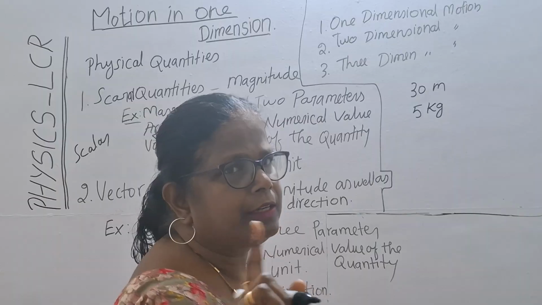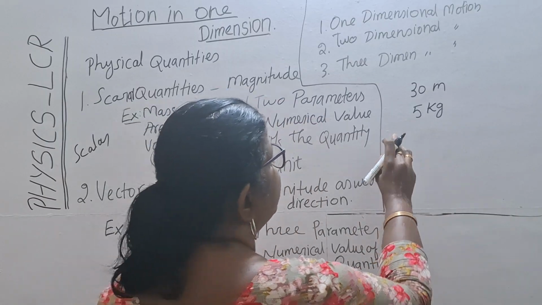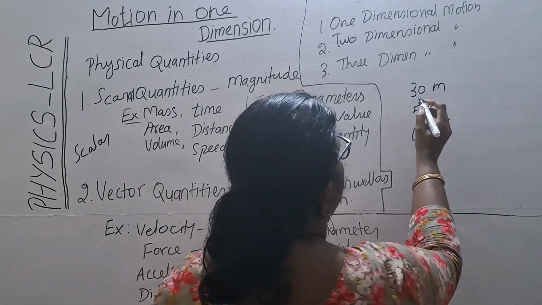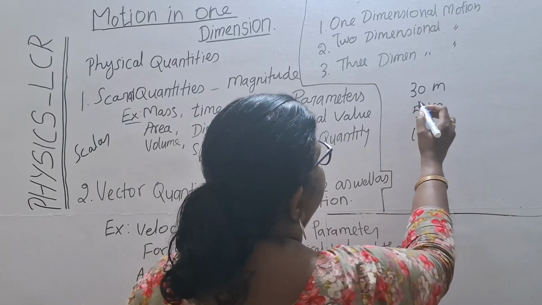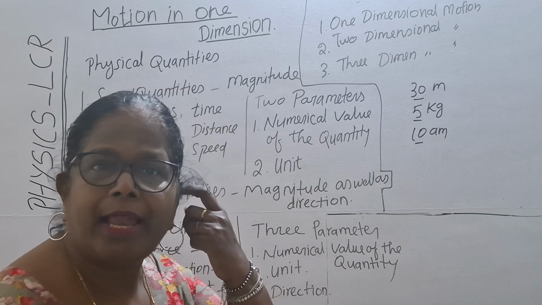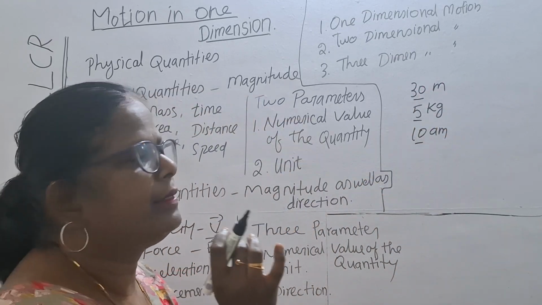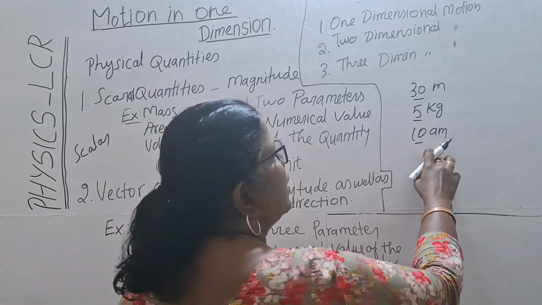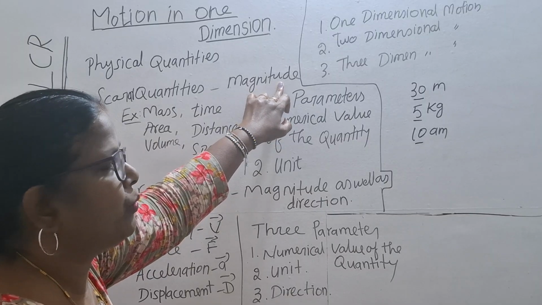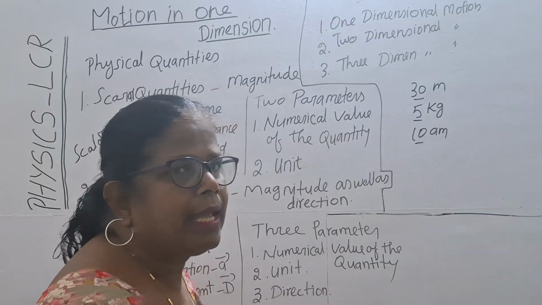Mass and weight are different concepts. Already we studied; once again I will explain afterward. Here you see all the things have a number and a unit. Numerical value and unit, this is called magnitude. A quantity having only the magnitude is known as a scalar quantity.